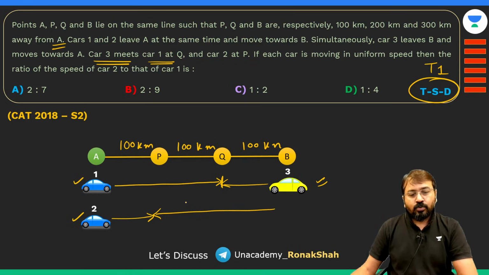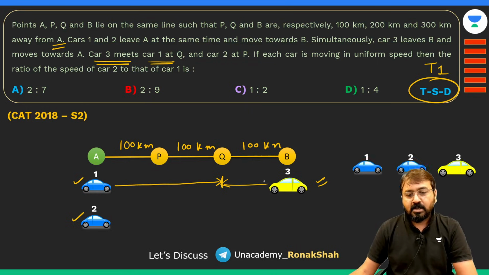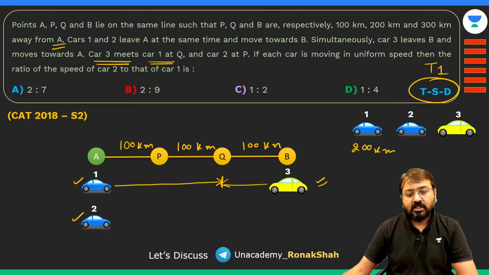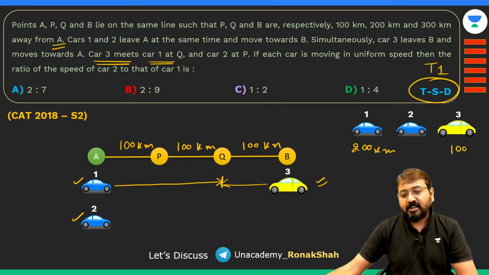So let's try to jot down these numbers. So here are those three cars. Can I say when car 1 travels 200 kilometers, as you can see over here, this distance is 200 kilometers, car 3 has traveled just 100 kilometers.